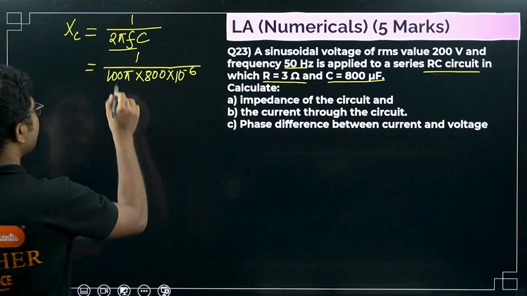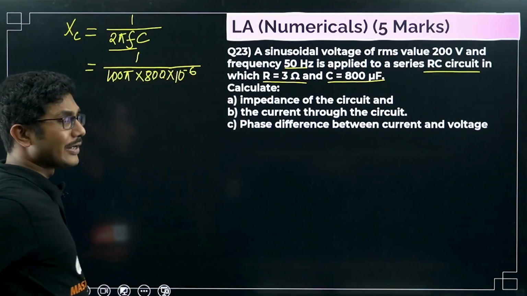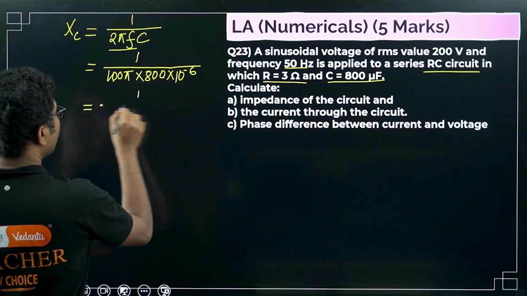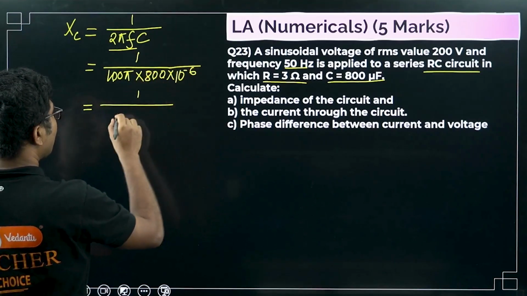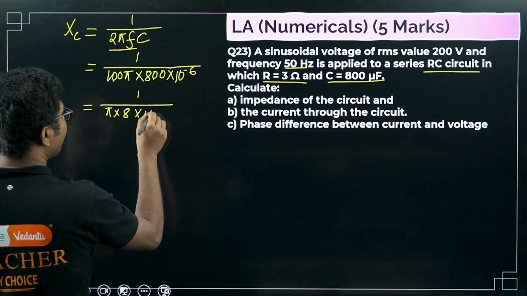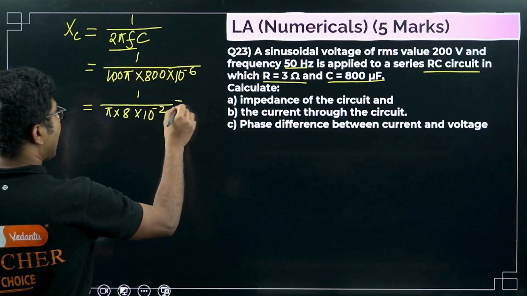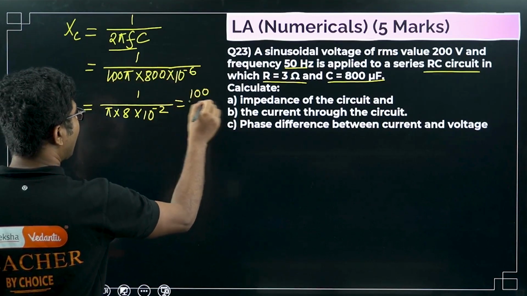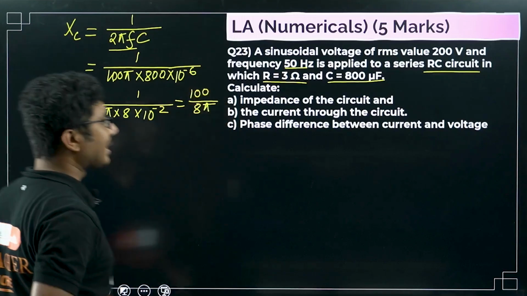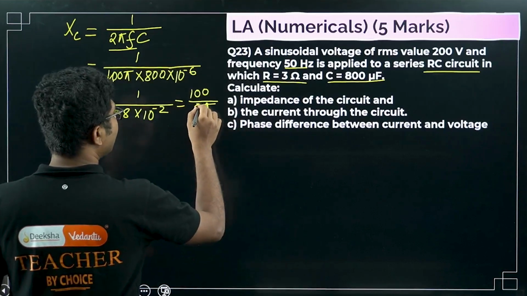Now if you see, there are 4 zeros, and 10 to the power of minus 6 means division. So what we will do, we will reduce it by 4. So it will be pi times 8 times 10 to the power of minus 2. Or this will go up and will become 100 by 8 pi, something new. So far it was always 100 by pi or 200 by pi, something new we have received, right?